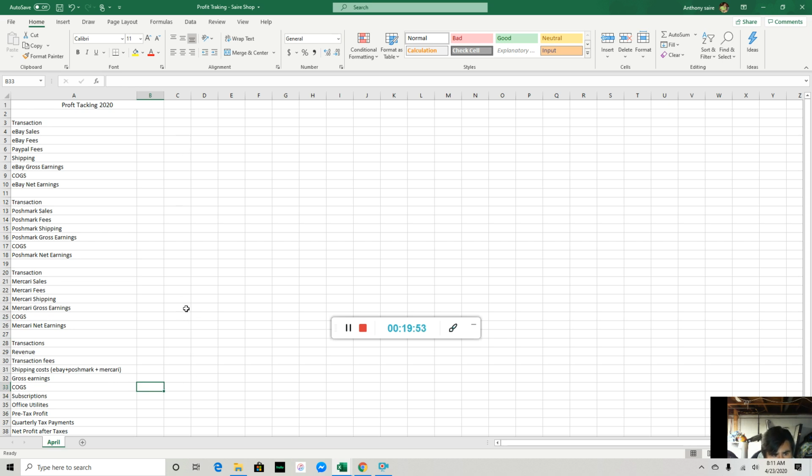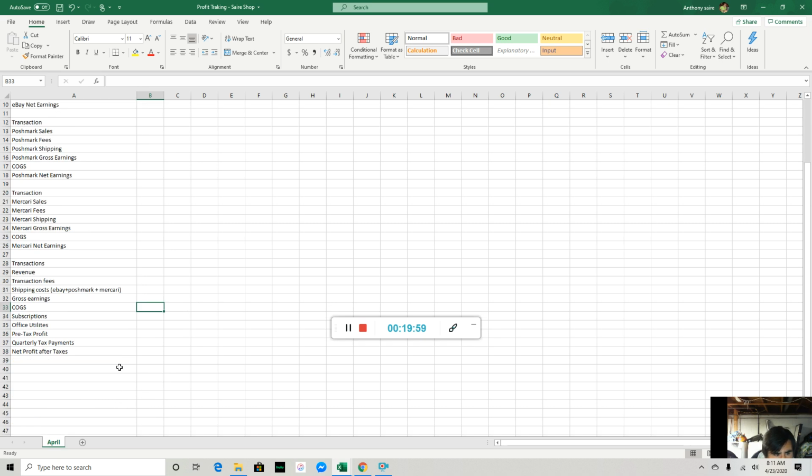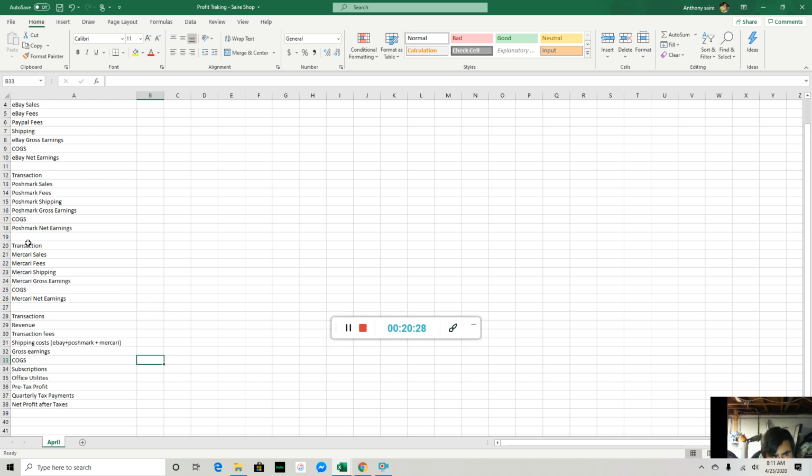So that way, when I add up my gross earnings right here, cost of goods sold, subscriptions, utilities, pre-tax profit. If I make any quarterly tax payments, which one of my stores has to, and the side shop doesn't have to, but what I'll do for him is put tax payments at 0, and net profit after taxes. Right, so what I'll do is I'll erase the cost of goods sold for me, because it's a little bit easier. So I'll just erase that.